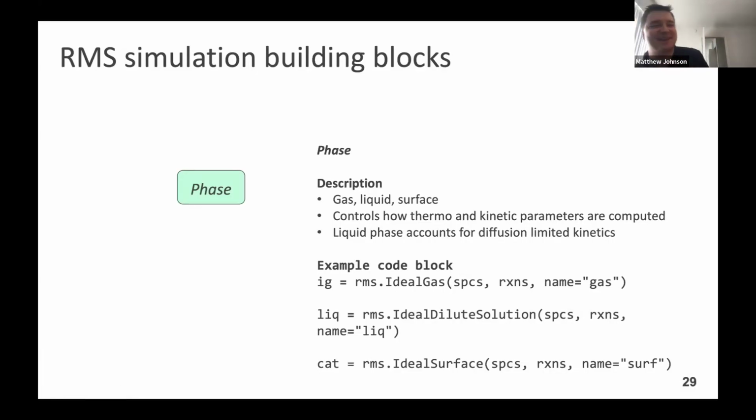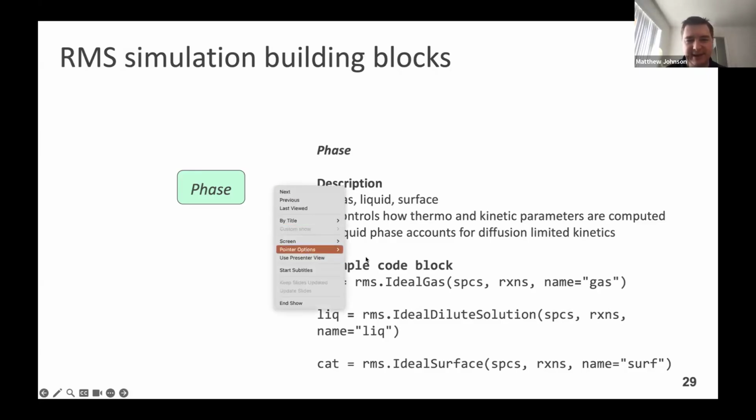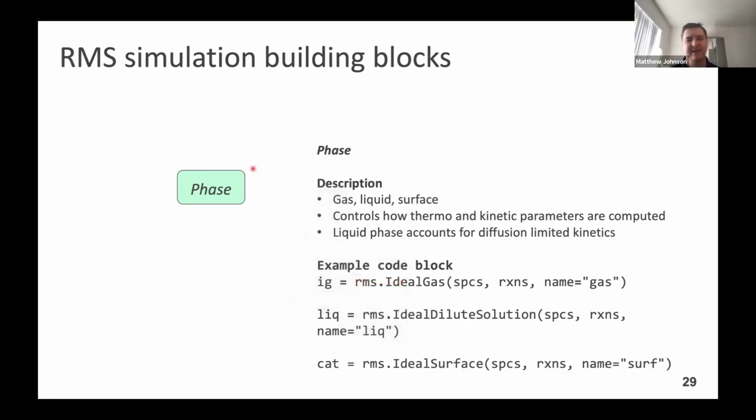So to answer that question, RMS is a simulation software. It's designed to put together sets of building blocks into an overall reactor. The first part of this is the phase object, which is going to be your gas, liquid, or surface, which controls how thermochemistry and kinetic parameters are computed. The liquid phase can account for diffusion limited kinetics. And you construct each of these phases differently from your species and reactions.